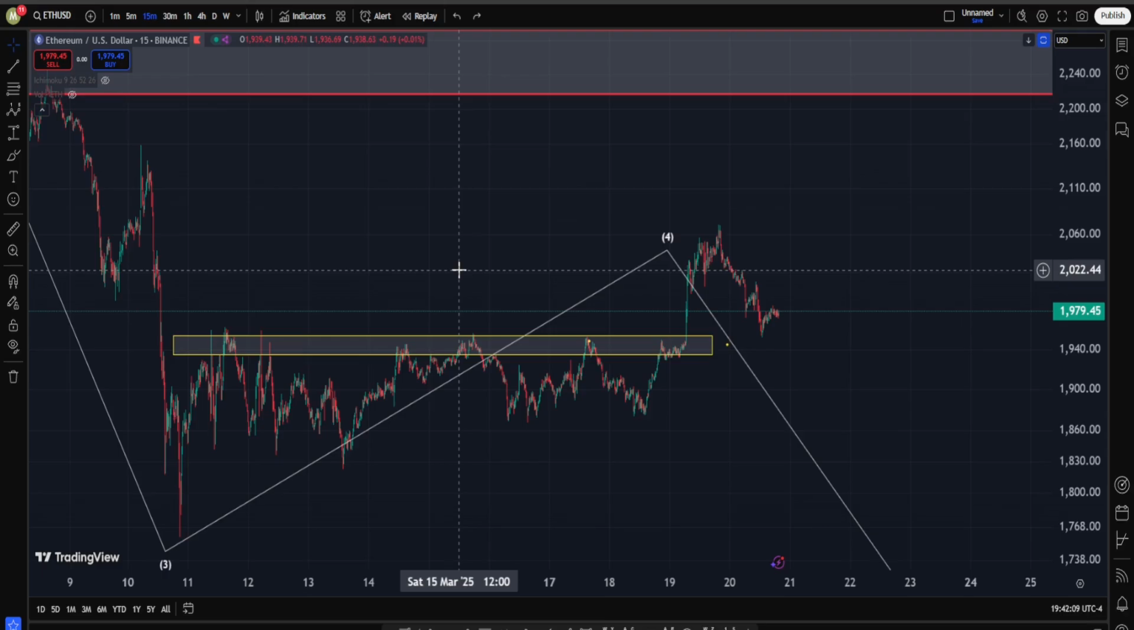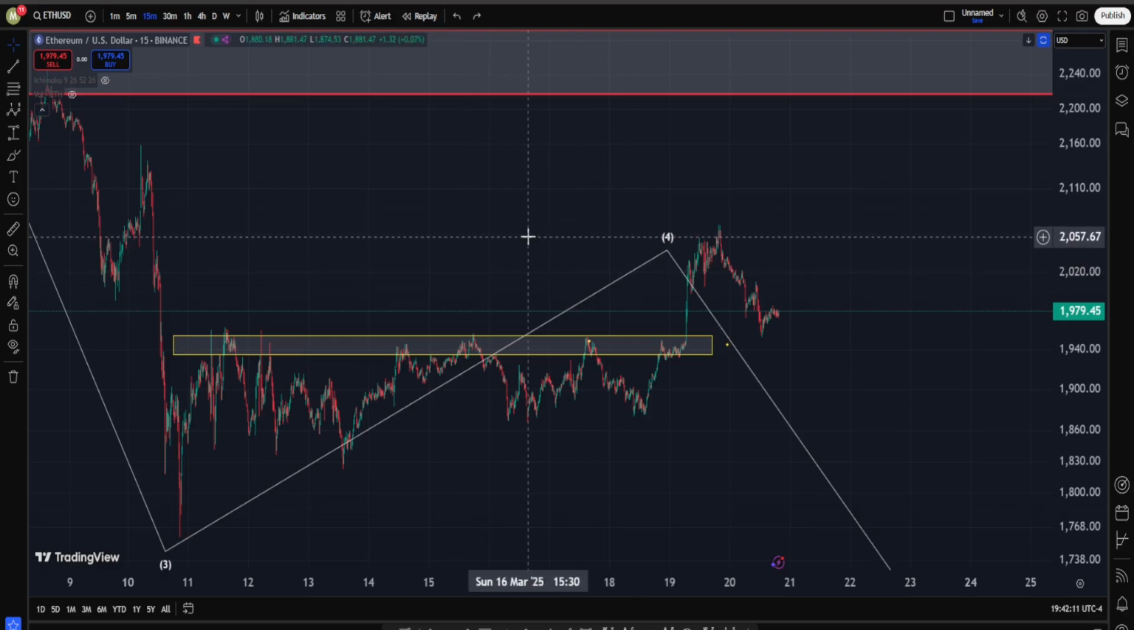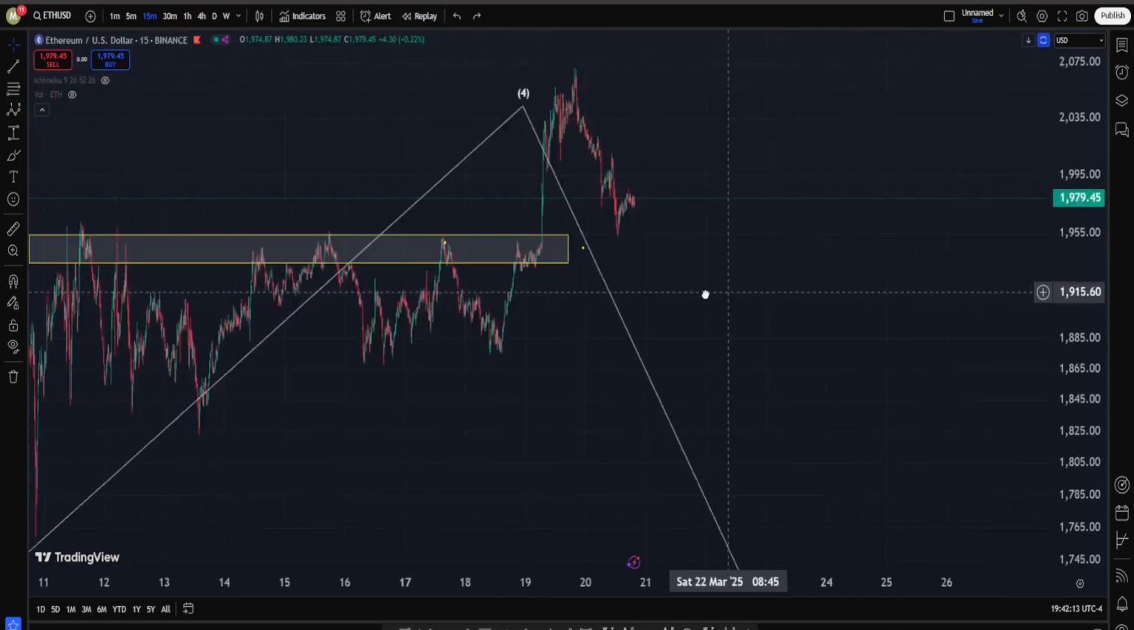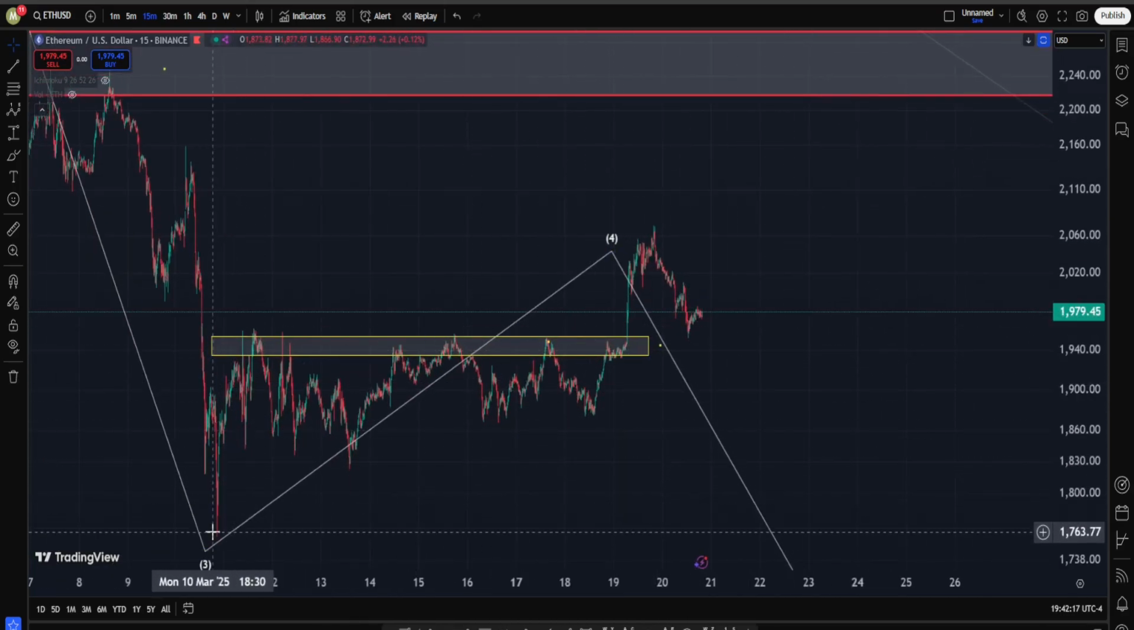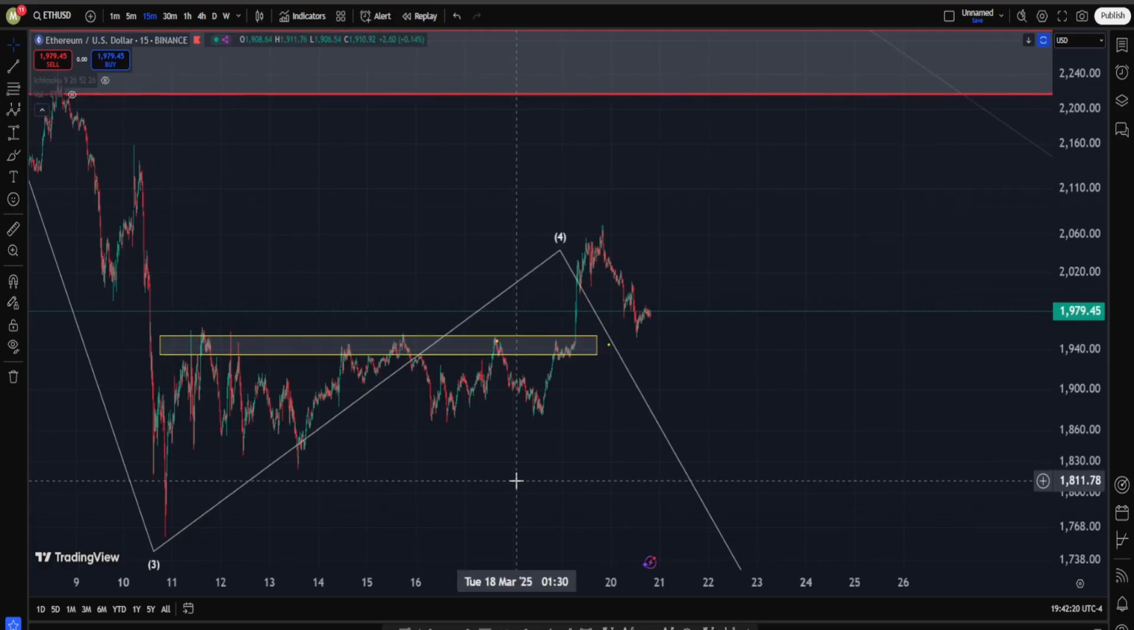Now, does this scenario have to happen? No, absolutely not. That's why I am also going to, in today's update, talk about a bullish possibility suggesting maybe in ETH the final low is there.